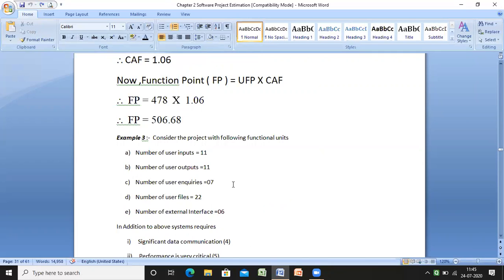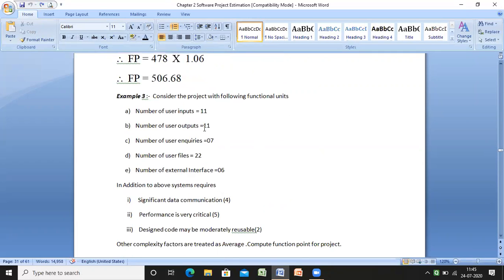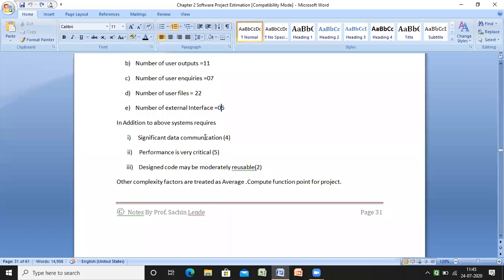The ratings of the functional units are going to be changed again: 11, 11, 7, 22, and 6. That means EI, EO, EQ, ILF, number of user interface files, and external, that means EIF. In addition to the above, they mentioned significant data communication 4, performance critical 5, design code moderately usable is 2. Other complexity factors are treated again one more time as average. Compute the function point for a project.